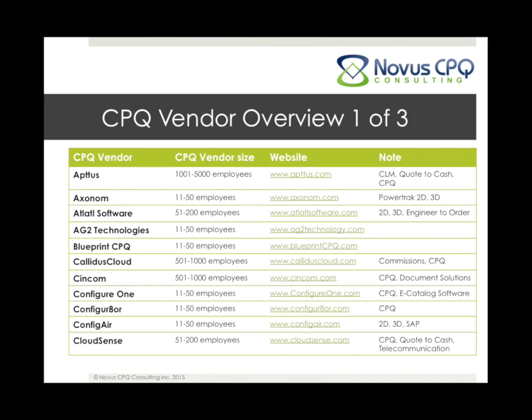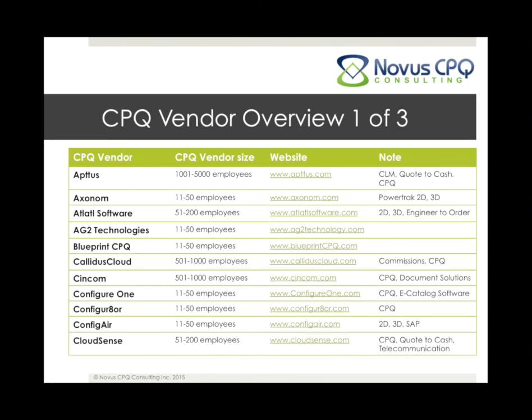This list is 3 slides. It is sorted alphabetically, though there is no meaning in the sequence over here besides that it's alphabetized. It gives you some information over here. It shows you the vendor, the vendor size, the website, and the node. Concerning vendor size, you will see a lot of these vendors are smaller companies, 11 to 50 employees. Nevertheless, some of them have very big clients, so you cannot just go by the vendor size.